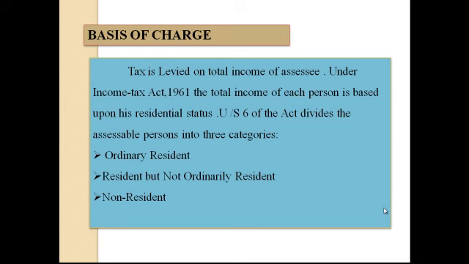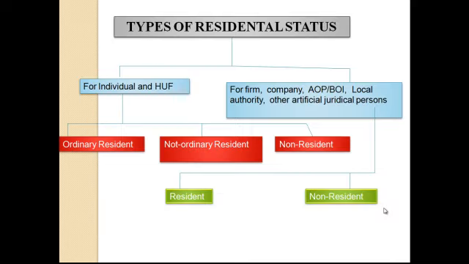Basis of charge: tax is levied on the total income of the assessee. Under the Income Tax Act 1961, the total income of each person is based upon their residential status. Under Section 6 of the Act, assessable persons are divided into three categories. One is ordinary resident, second one is resident but not ordinary resident, third one is non-resident.